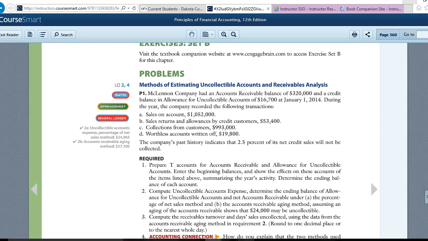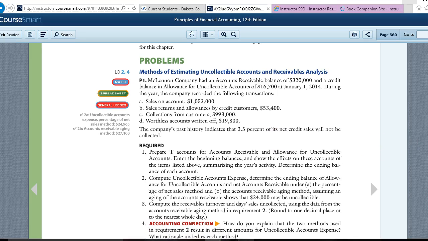So as you see here, P1 is going to deal with estimating these uncollectible accounts, just like what we've done in the previous examples. Okay?